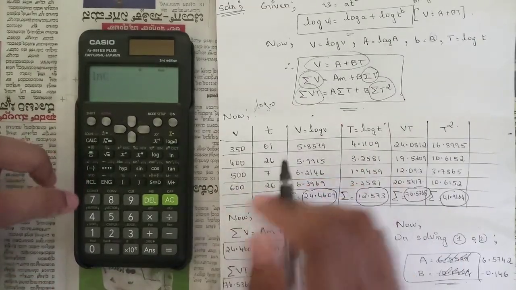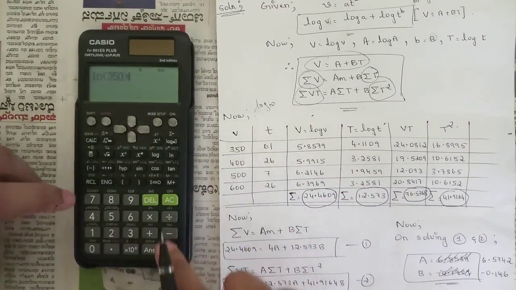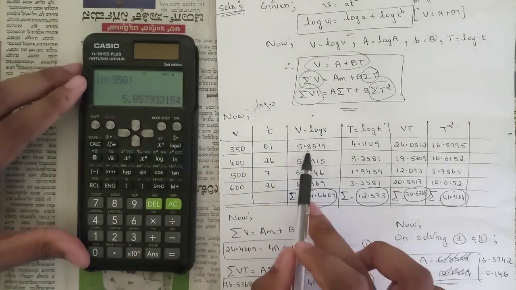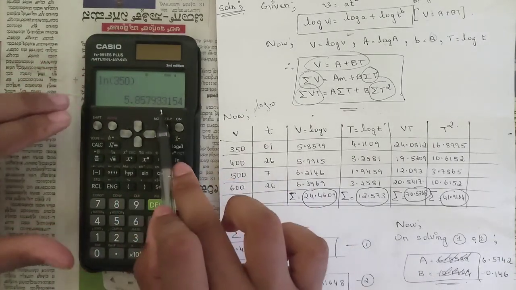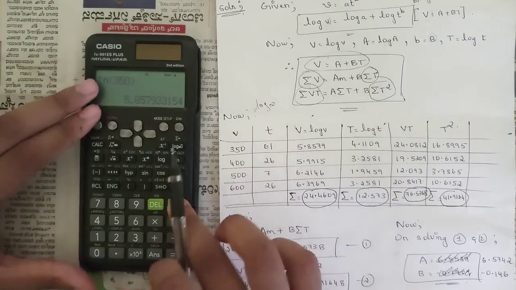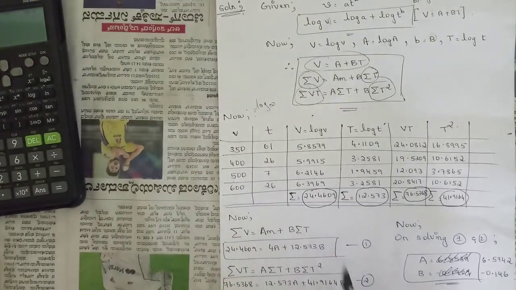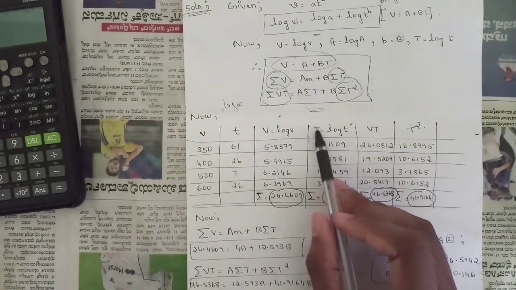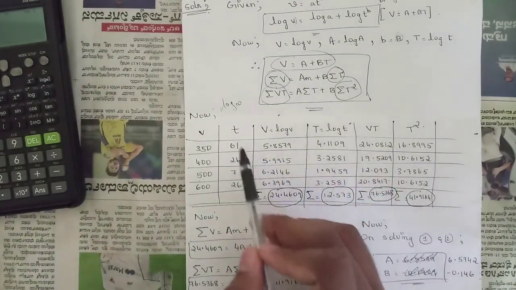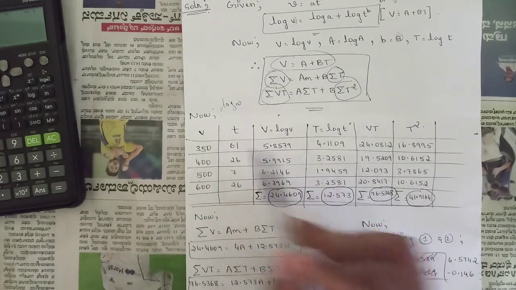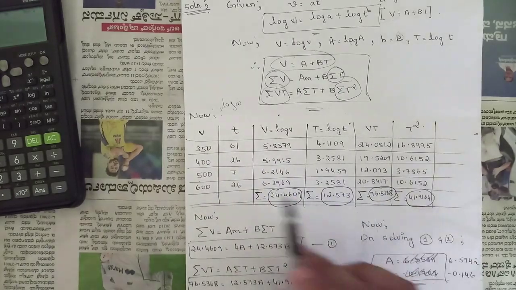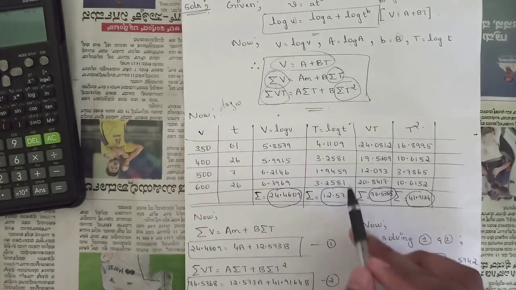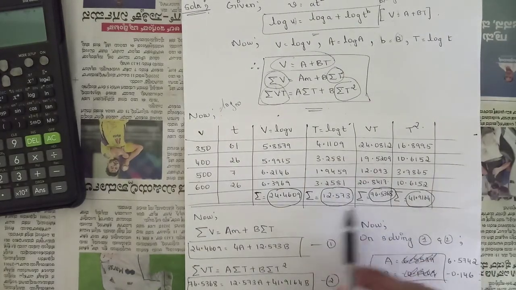Here the first value of v is 350. See, I got it as 5.8579, keeping up to 4 decimal places only. Similarly, find all the other values, and finally the summation of v, I got it as 24.4609. Again put t is equal to log small letter t. Again we substitute first log 61, we got it as 4.1109. Similarly all other values, and sum it up, we got it as 12.573.